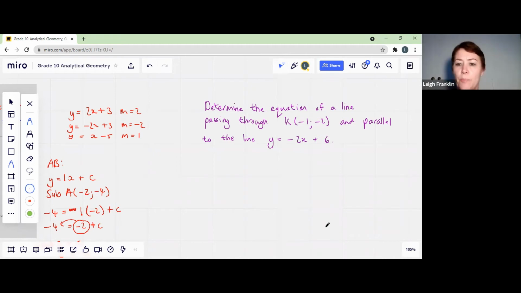So I haven't given you a picture here. I've given this to you in words. All right. We want to determine the equation of a line. Let's call the line CD. And it passes through point K, and it is parallel to line y equals minus 2x plus 6. Okay, so Harry, you get started on that.